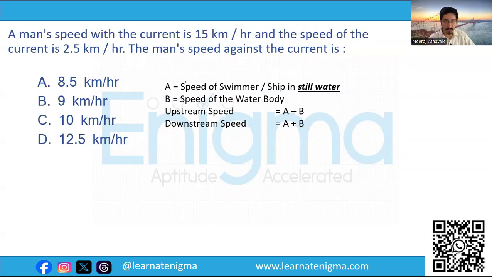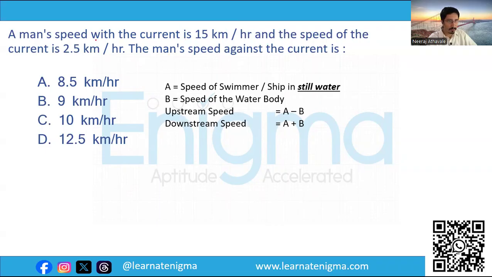So here we assume A as the speed of the swimmer or the ship in still water, B as the speed of the water body, and hence upstream speed becomes A minus B, downstream speed becomes A plus B. Now let's extract the data given from the given question.